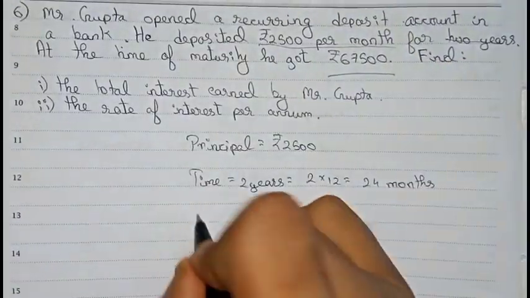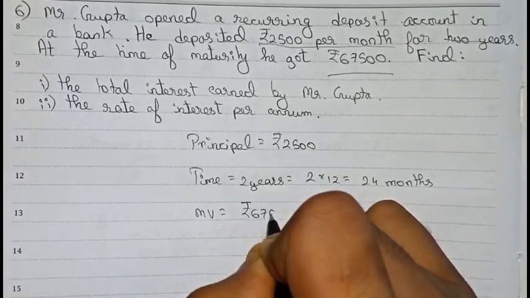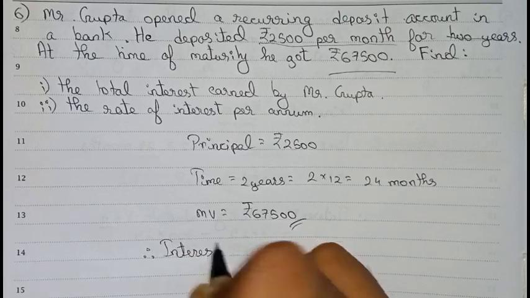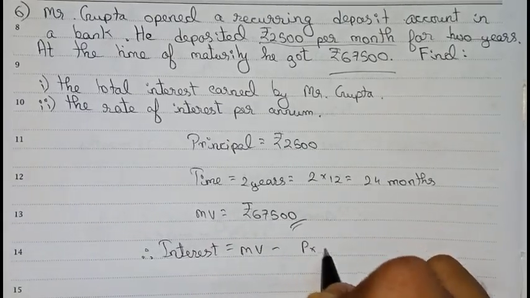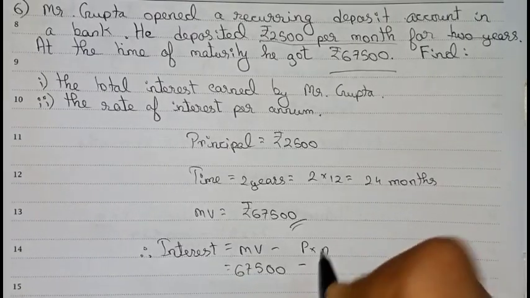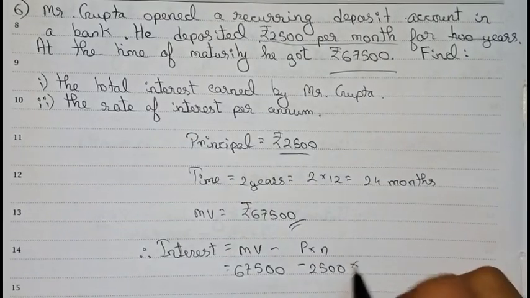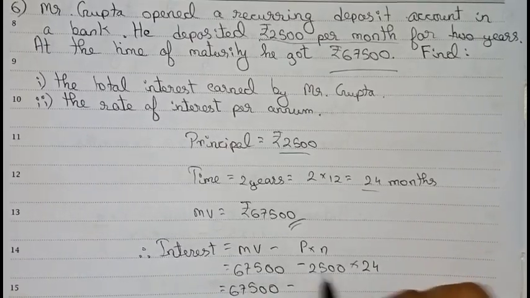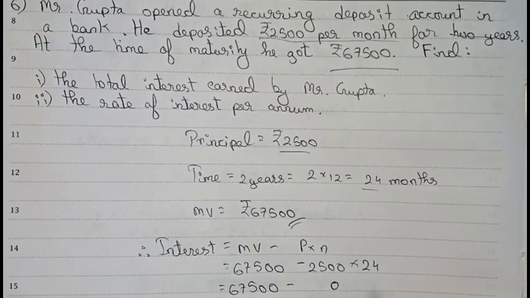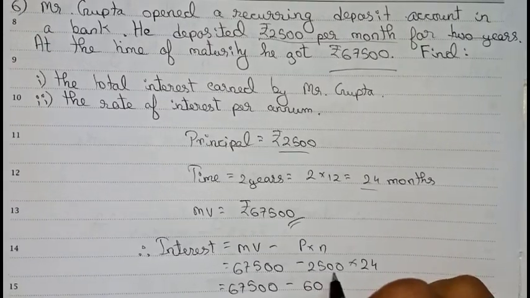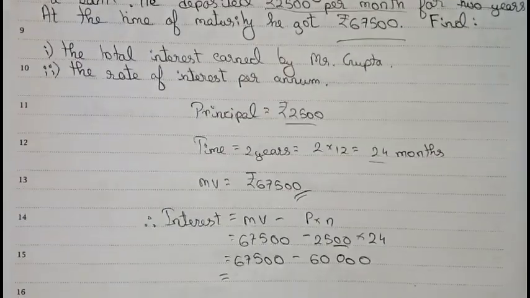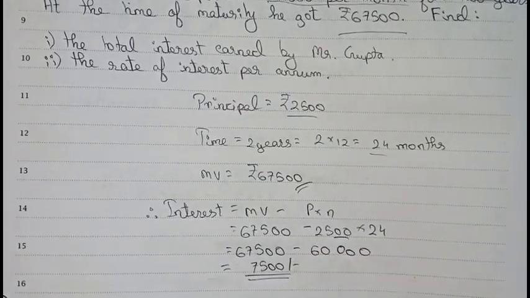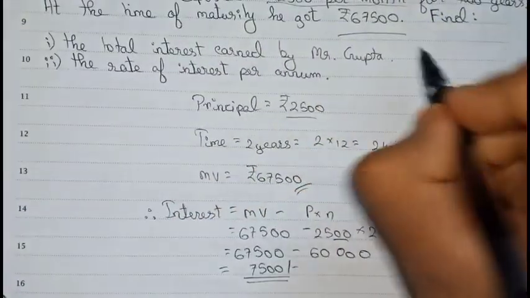And the maturity value is given. So use the formula of interest to get the interest. Maturity value minus principal into n. So 67,500 minus 2,500 into 24. So 25 into 24 means 25 4s are 100, 10 carry, 25 2s are 50, plus 10, 60, and these 2 zeros, so 60,000. So 67,500 minus 60,000 becomes 7,500. So this is the interest. So number one answer, that is the total interest earned by Mr. Gupta, we have got the answer.